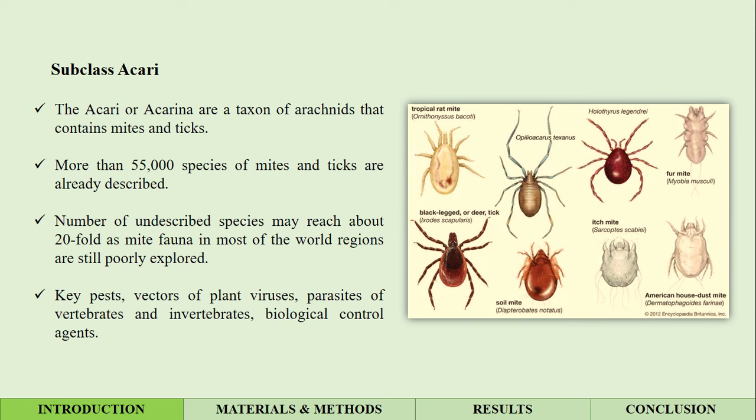More than 55,000 species of mites and ticks are already described. The number of undescribed species may reach about 20-fold, as mite fauna in most of the world regions are still poorly explored.